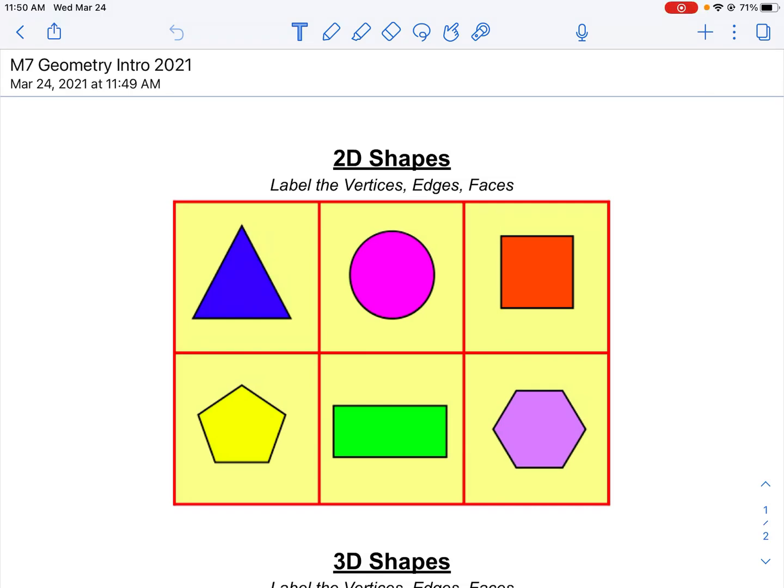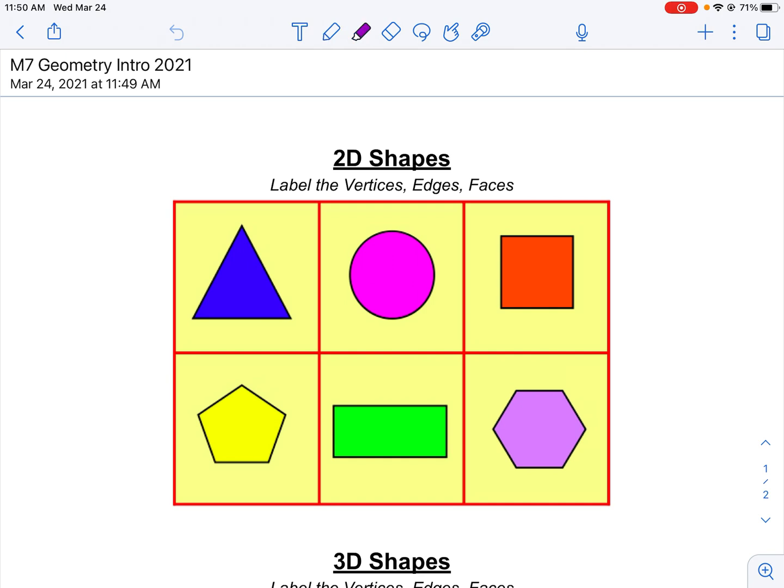Okay, so this is going to introduce you to our first geometry chapter, and this year we're doing kind of a combo chapter to get in the essential skills you need for two-dimensional geometry and three-dimensional geometry. So we are going to start with labeling the 2D shapes with their vertices, edges, and faces. So let's talk about what those three things mean.